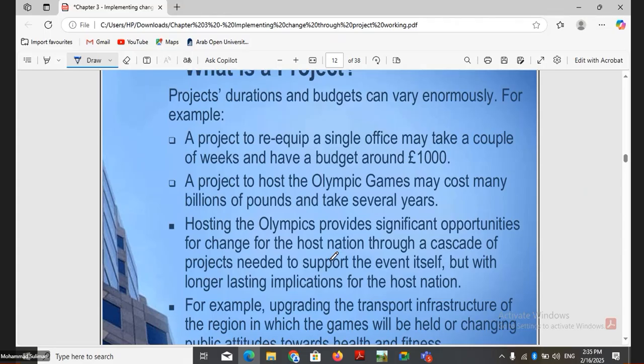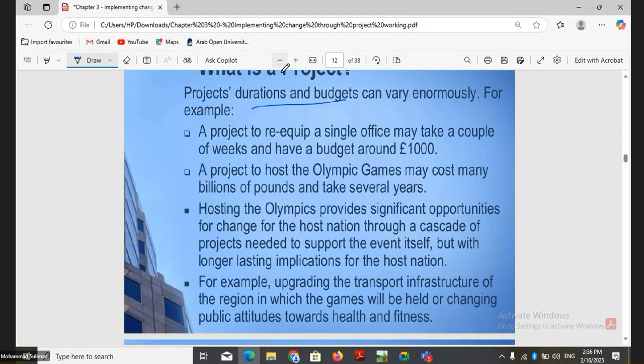So that takes a lot of money, right? For example, hosting a football game takes a lot of money, infrastructure, and a lot of time. But at the same time, it also brings many opportunities, like employment opportunities, and upgrading the transport infrastructure, for example. Change in public attitudes, change in culture. Many opportunities it will create. So a big project creates big opportunities, and it takes time and budget or cost. A small project has small opportunities, small time, small cost. So the duration and the budget of the project basically depend on the type of project.